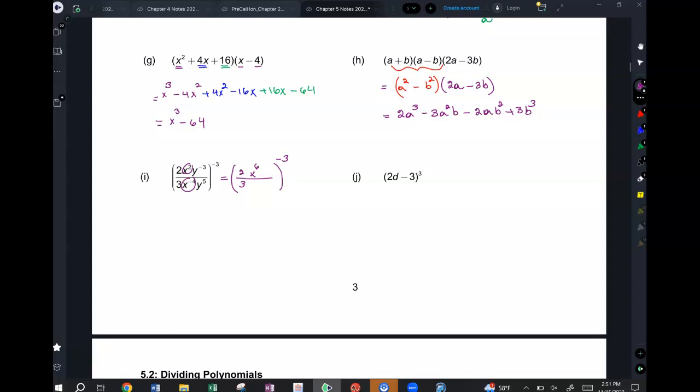And then I have y to the negative 3 minus 5. That's y to the negative 8. So where do I put it? In the denominator as a positive 8. So negative 3 minus 5 will be negative 8. I move it to the bottom and I call it y to the positive 8. Now let's flip and take the reciprocal. So it'll be 3y to the 8 over 2x to the 6, to the power of positive 3.